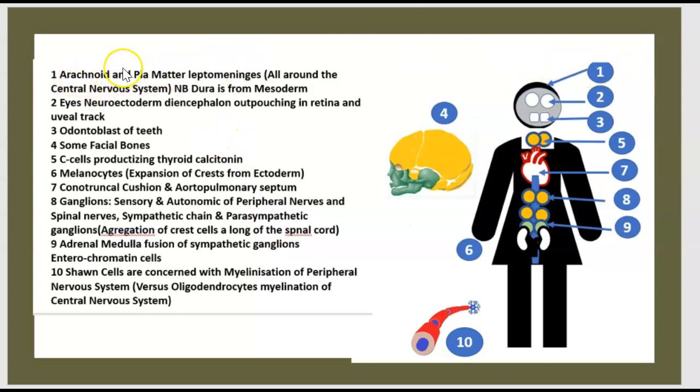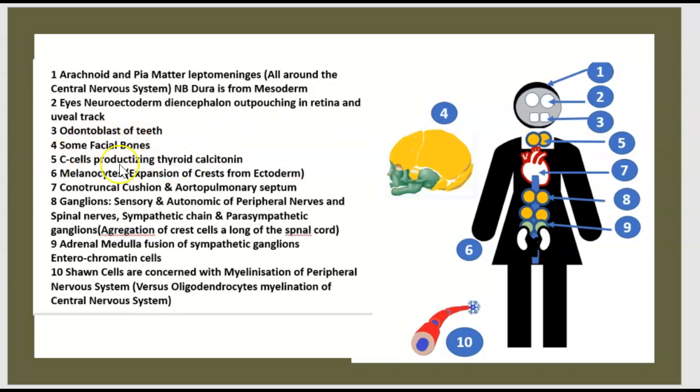The first one is arachnoid and pia mater, the leptomeninges, all around the central nervous system. Remember, dura is from mesoderm. Number 2, ACE, neuroectoderm, diencephalon outpushing into retina and uveal tract. 3, odontoblast of teeth. 4, some facial bone.